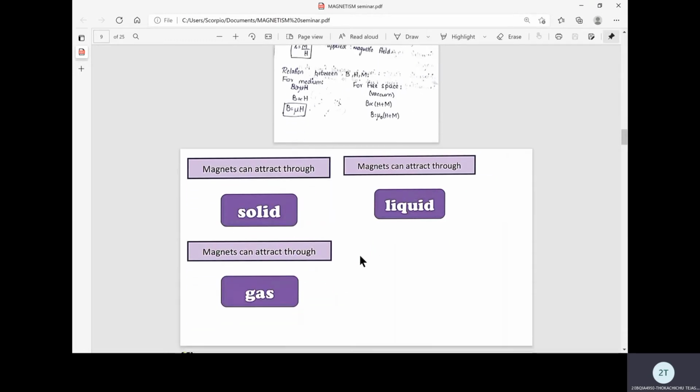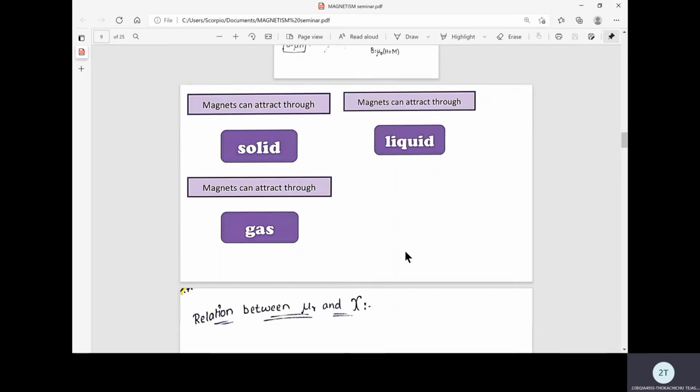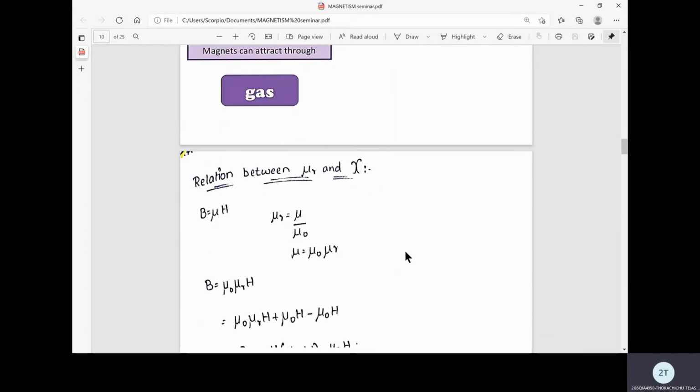Now the other common property we all know is that magnets can pass through solids and gases and liquids. That is, they can pass through anything because flux lines can pass through anything, even in vacuum too.